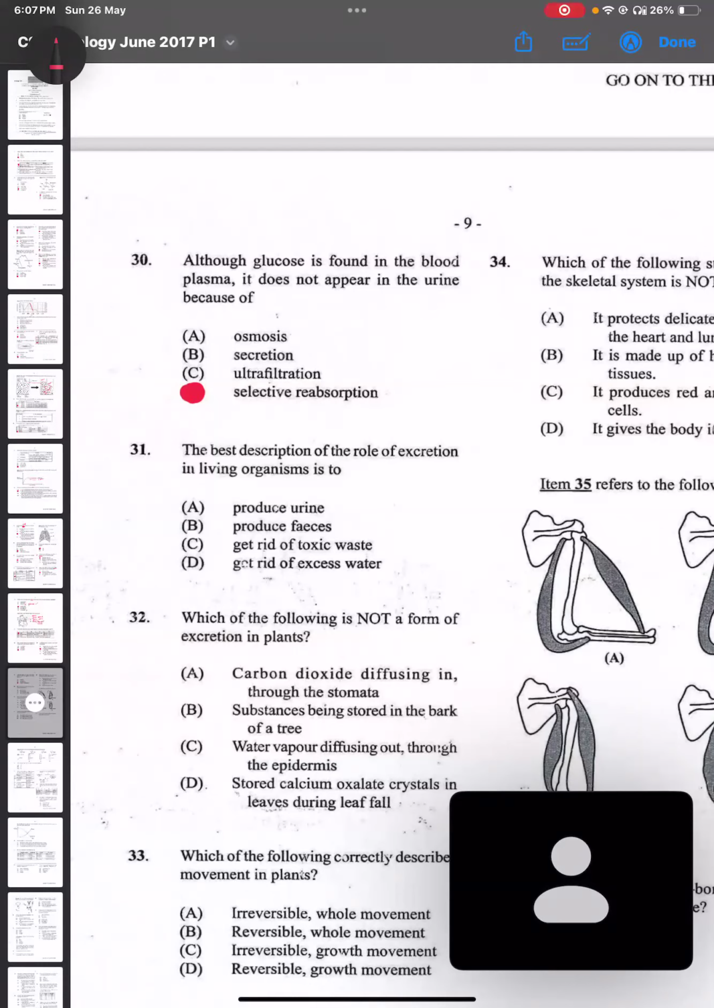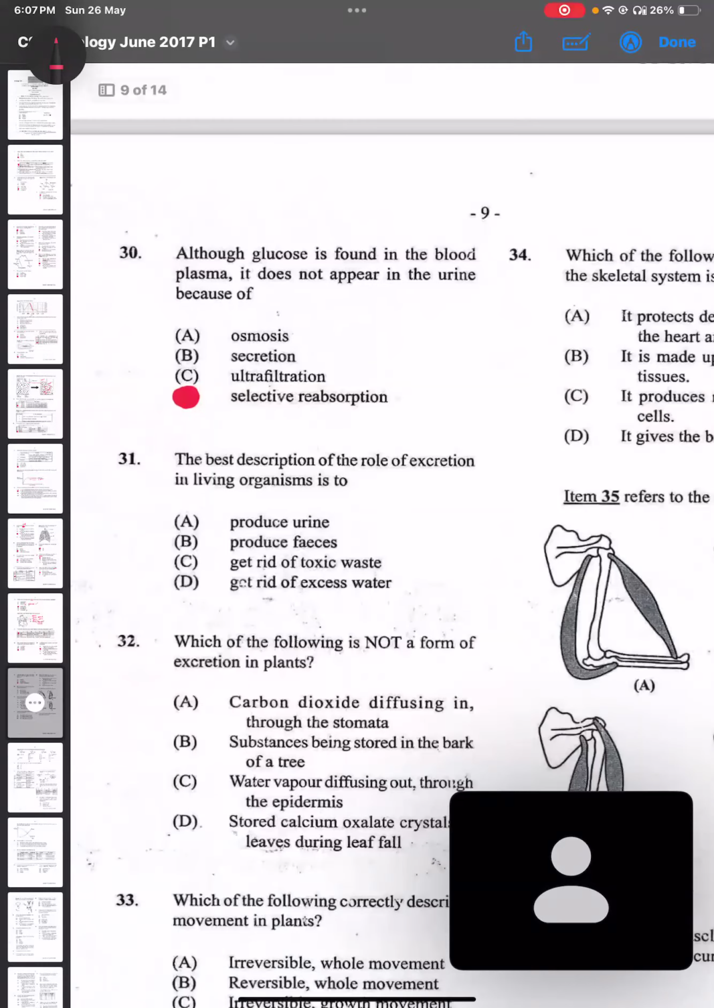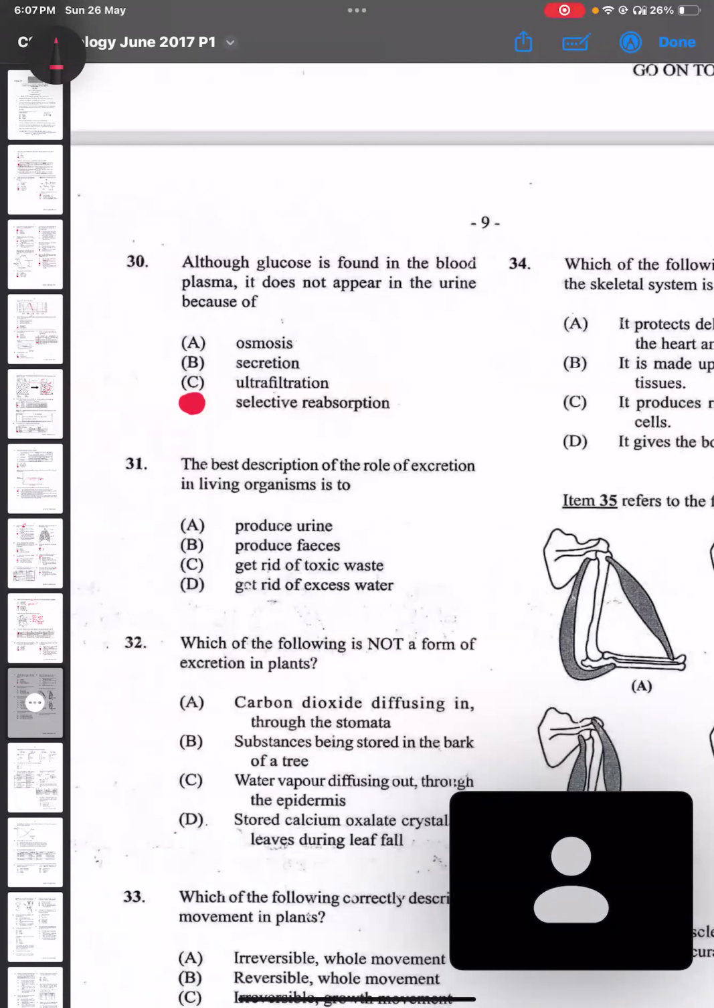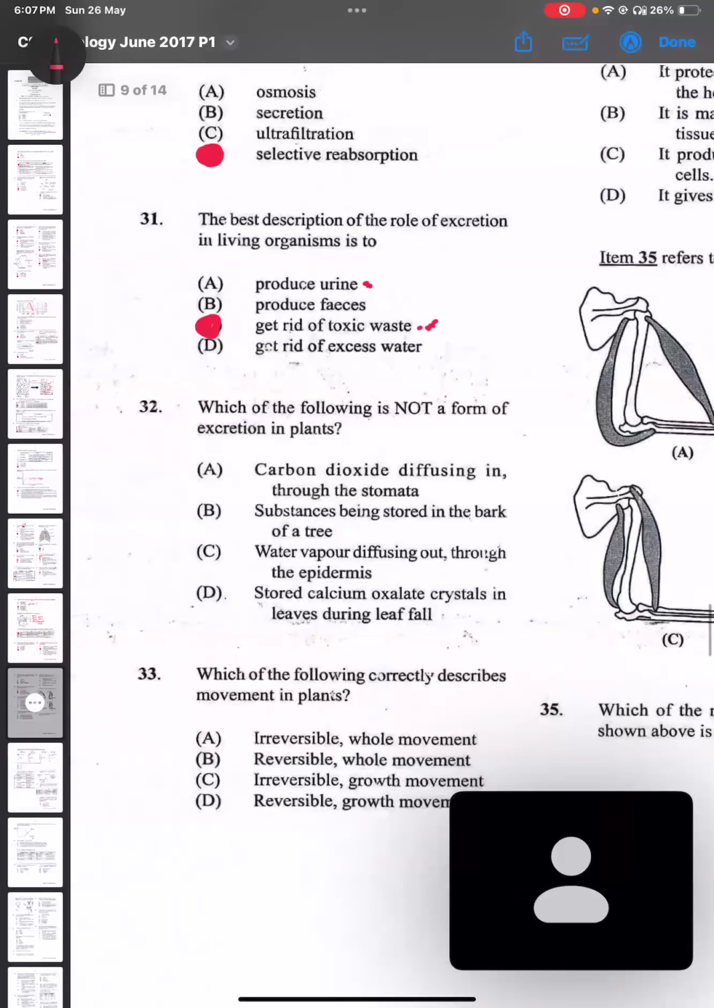What is the best description of the role of excretion in living organisms? C, to get rid of waste, because urine is not the only thing that is removed. Feces is only for digestion. It does get rid of excess water, but the waste is what is more important in this case. And then 32, which is a form of excretion in plants. We know this one. 32 is A.